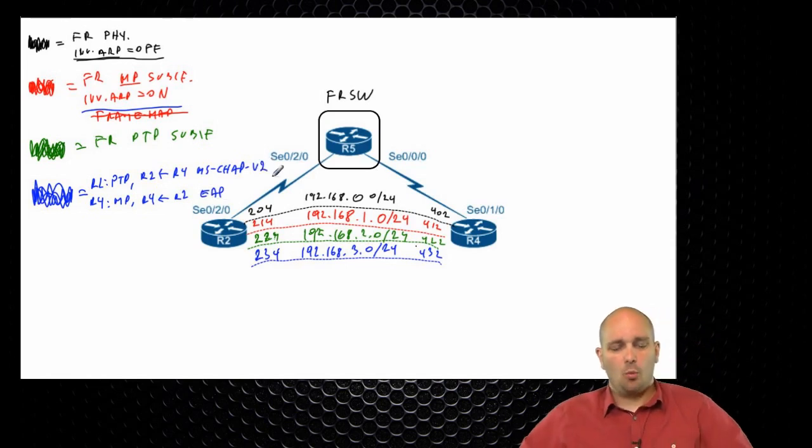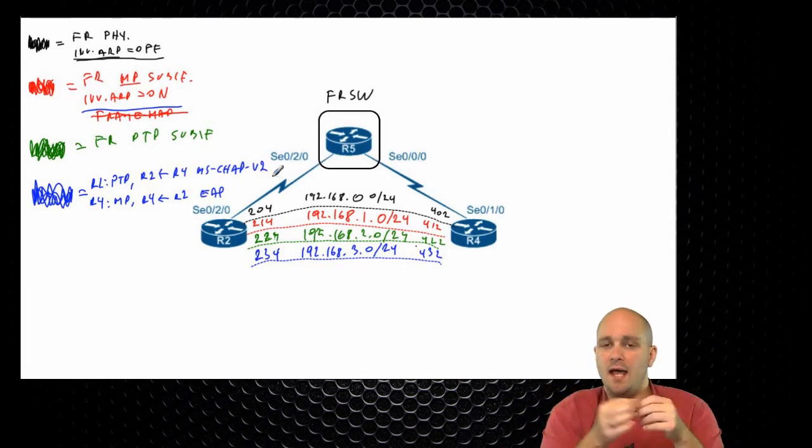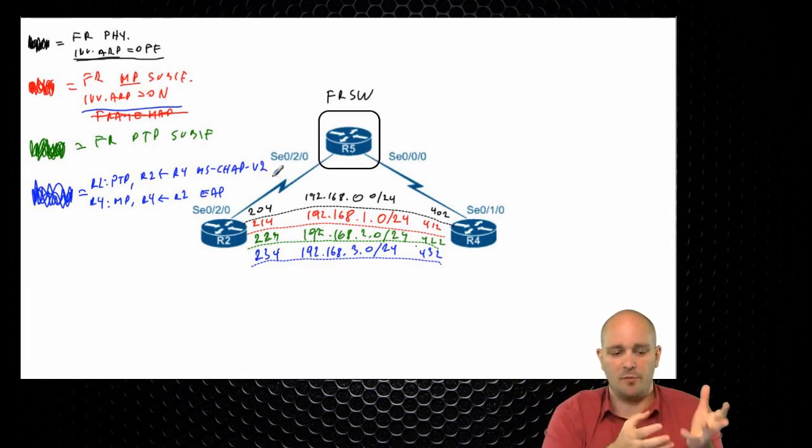So, what do I need to do here? Does Frame Relay support any authentication by default? There is no authentication in Frame Relay, and if you want to do authentication in Frame Relay, we actually have to run PPP over Frame Relay. And then anything that PPP supports, Frame Relay will support. So let's start by building this PVC between R2 and R4.